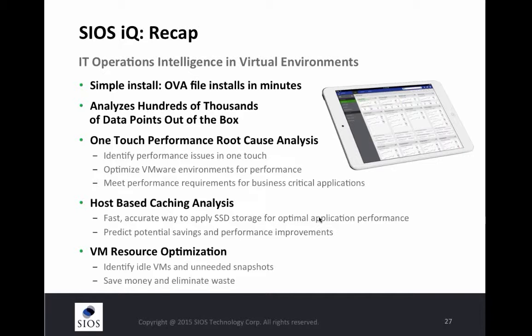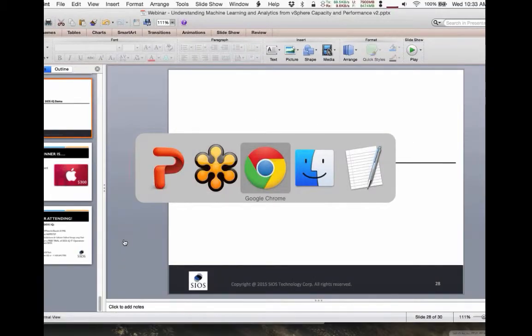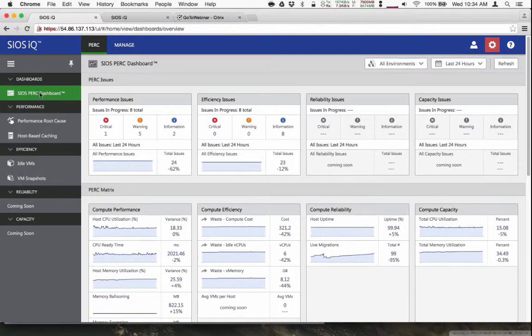And then, of course, the VM resource optimization, about identifying idle VMs and eliminating snapshot waste. So those are some of the key features. And with that, let me switch gears here, and I'm going to start sharing out a live environment.